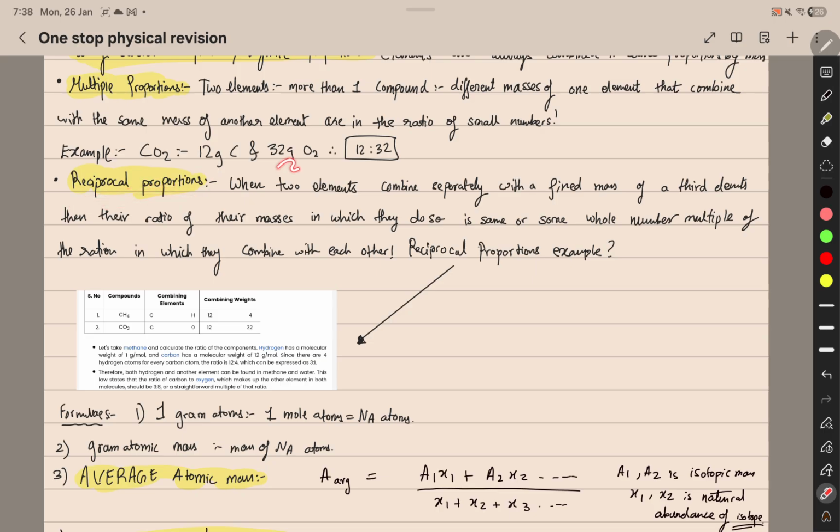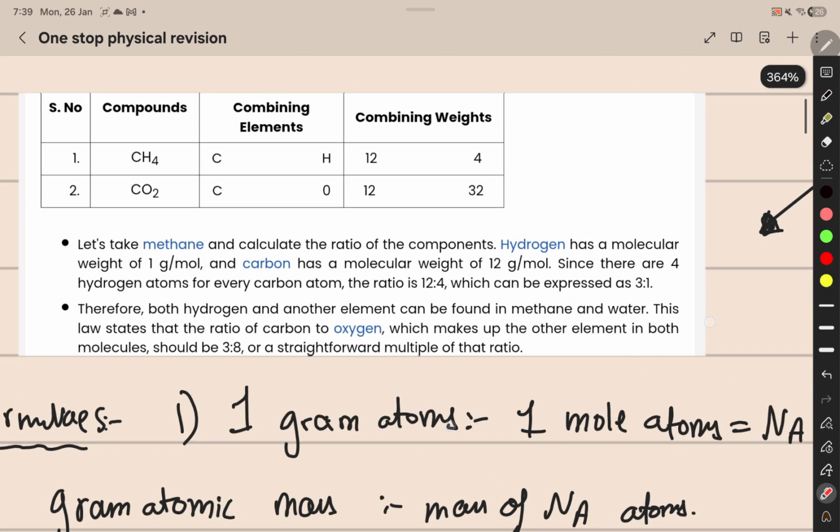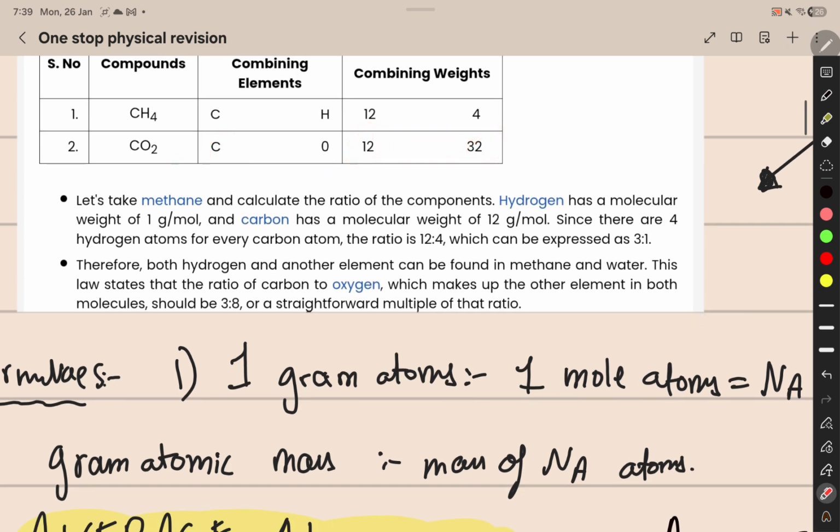Then reciprocal proportions: when two elements combine separately with a fixed mass of a third element, then the ratio of their masses in which they do so is the same or a multiple of that. So an example would be this. CH4 has 12 gram C and 4 gram H, and this one has 12 and 32. So basically this is what the law states, that the ratio of carbon to oxygen, which makes up the other element in both the molecules, should be 3 is to 8 or a multiple of that ratio.